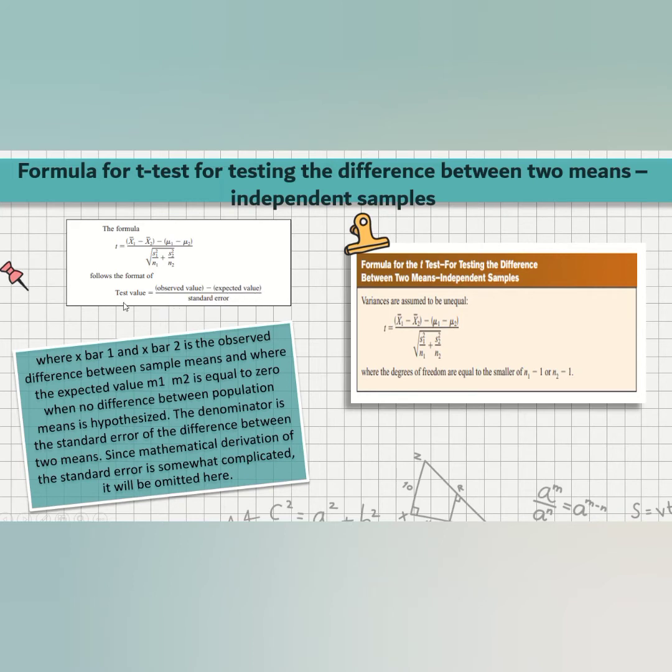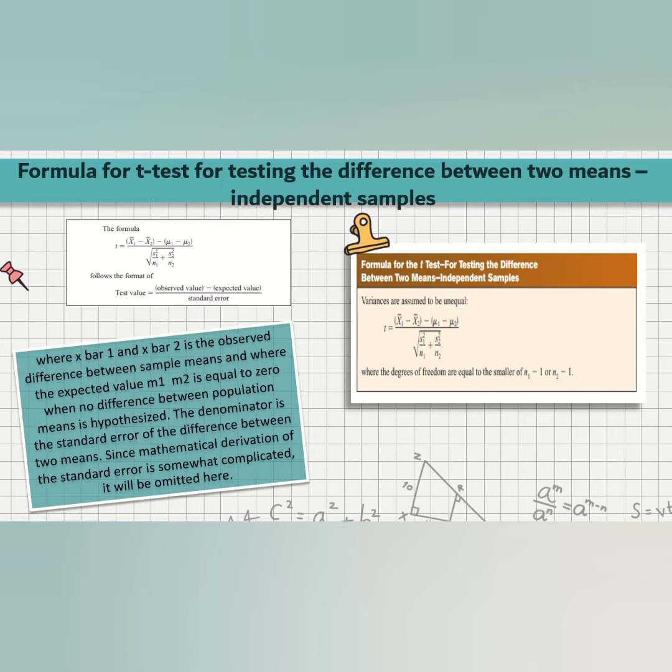The sample mean 1 and sample mean 2 give the observed difference between sample means, and the expected value of population mean 1 minus population mean 2 is equal to 0, when no difference between population means is hypothesized. The denominator is the standard error of the difference between two means, and since the mathematical derivation of the standard error is somewhat complicated, it will be omitted here.